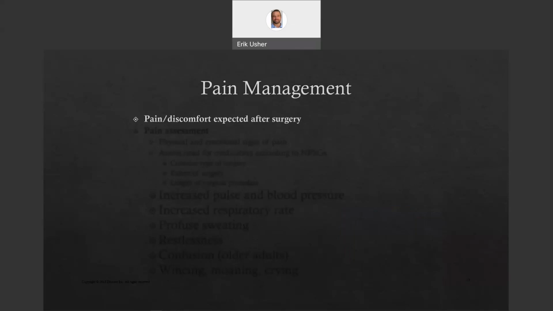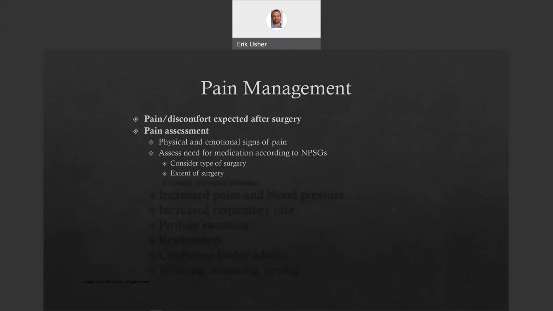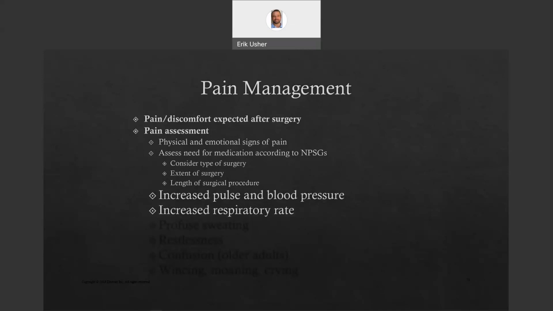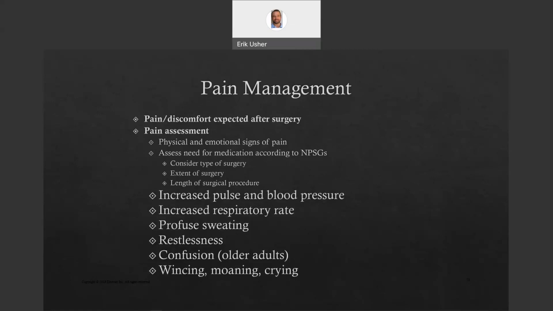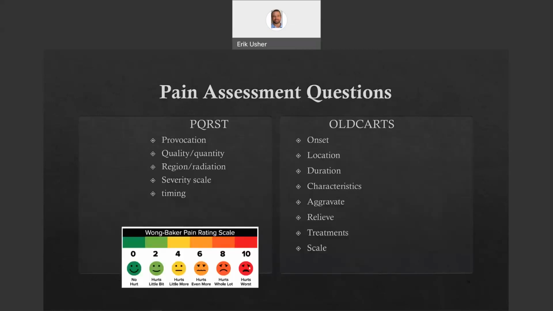We also need to monitor the patients for pain management, discomfort after surgery. It's expected. So we do pain assessment, physical, emotional signs of pain, assess needs of medications according to the patient safety goals, consider type of surgery, extent of surgery, the length of the surgical procedure, increased pulse and blood pressure, increased respiratory rate, profuse sweating, restlessness. Those are all signs that we see of someone who's having kind of a physiologic response to pain. Sometimes confusion in the elderly adults, and children could be wincing, moaning, crying, and for some of the demented adults also.